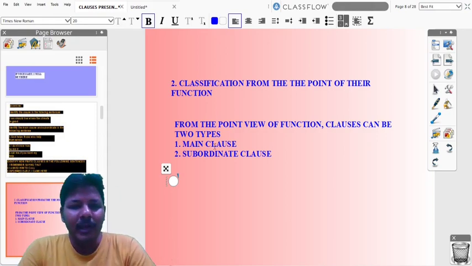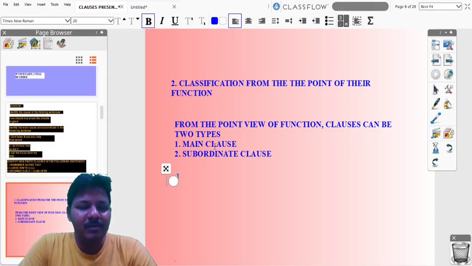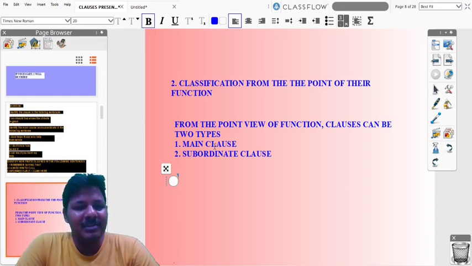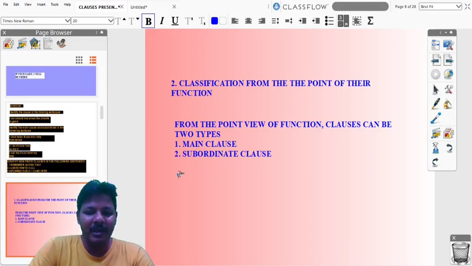Friends, I talked about yesterday main clause and subordinate clause. So let me remind you what is main clause and what is subordinate clause. A main clause is a clause which expresses complete meaning and it can stand alone as a sentence, friends. So this is called main clause. A subordinate clause is a clause which cannot express complete meaning and which cannot stand alone as a sentence, friends. And moreover, a subordinate clause depends on the main clause to give complete meaning, friends. So let me give an example so that you can understand well.